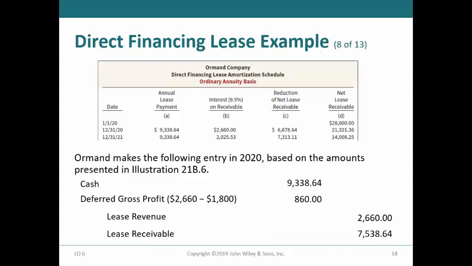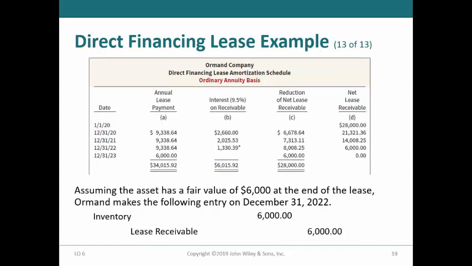Eventually, all of the deferred gross profit would be recognized over the life of the lease. At the end of the lease, Amazon would return the picker to Ormond, and if it was worth the $6,000, Ormond would debit inventory and credit lease receivable for the $6,000. If it was not, the third party would have to pay for the difference in the value of the picker and the $6,000 guaranteed residual value.